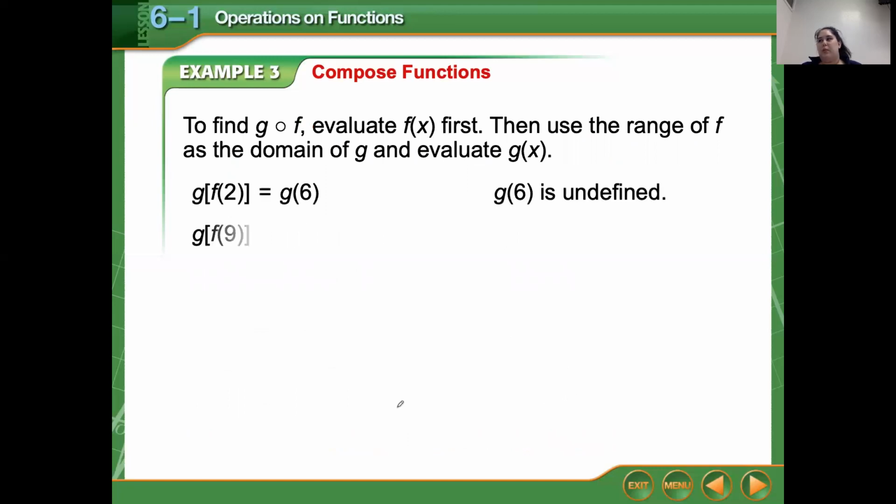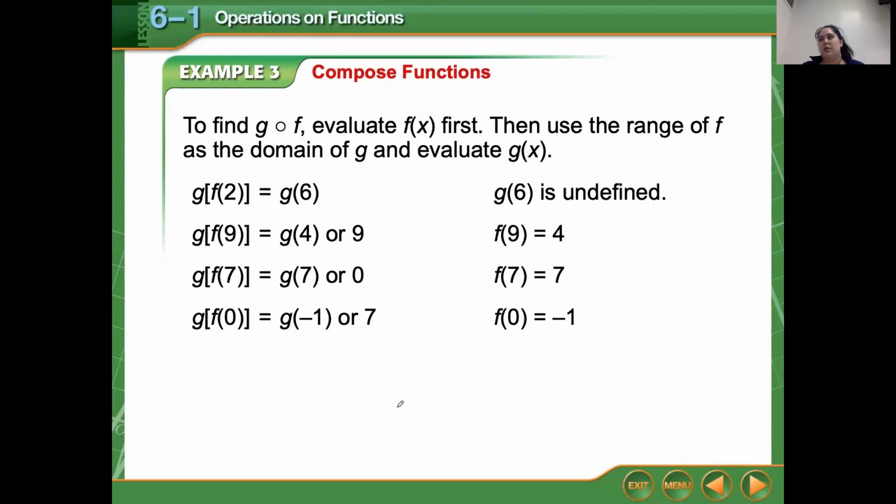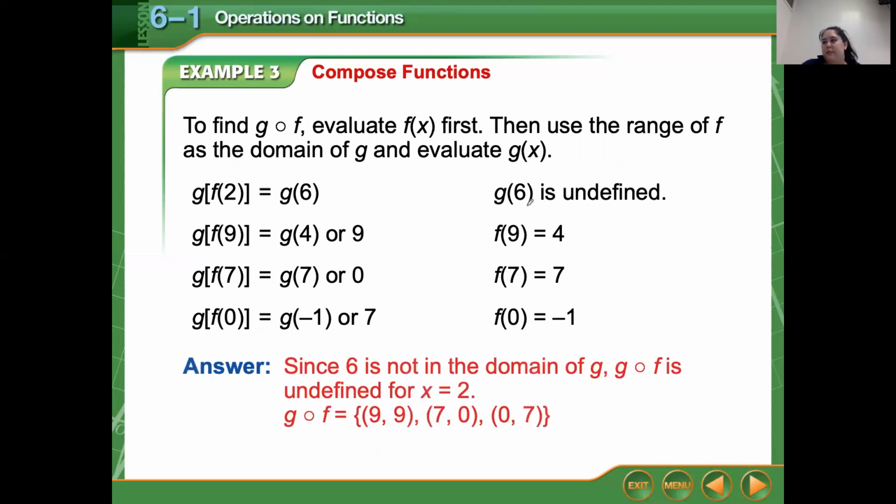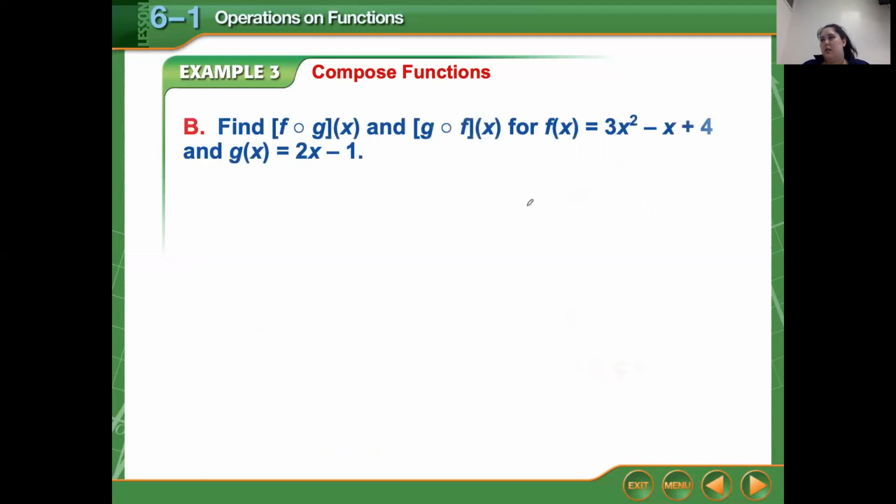And then to do g of f, we would do the same thing, only in the opposite route. Notice though that g of f of 2 is undefined because there is no g of 6. So you're not always going to have the same amount of coordinate points. Sorry about that. That was a big ant.